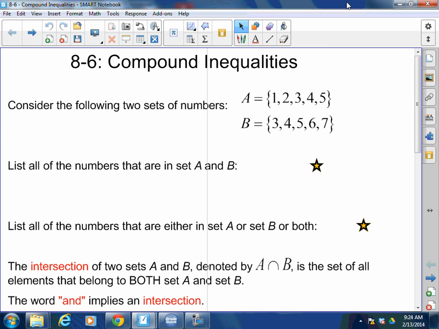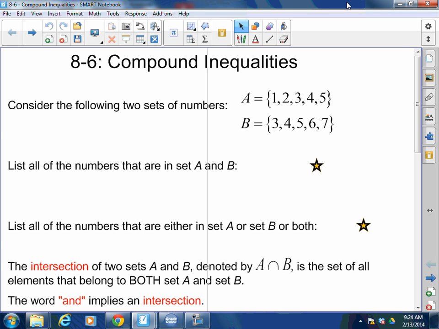Consider the following two sets of numbers. Set A has 1, 2, 3, 4, 5. Set B has 3, 4, 5, 6, 7. I thought about this yesterday, and I said, how can I really make them understand this? So I'm hoping that I'm going to do a good job here and making you understand the differences here.